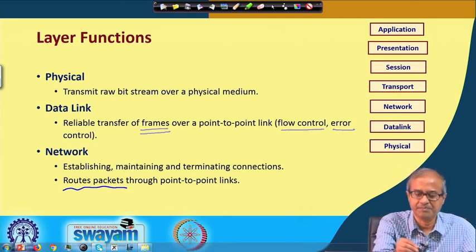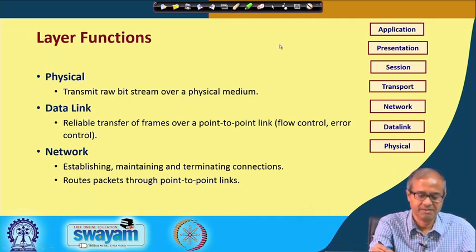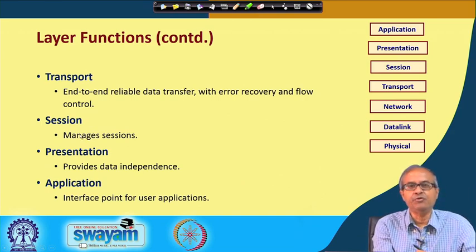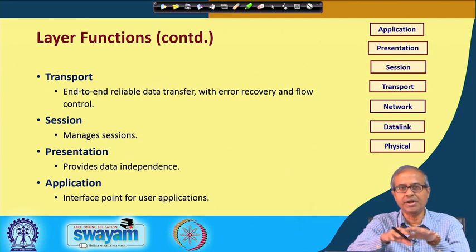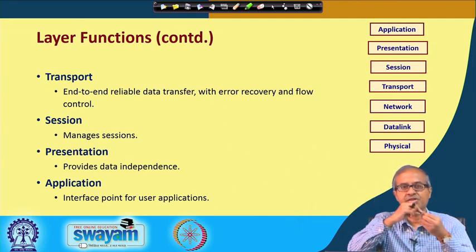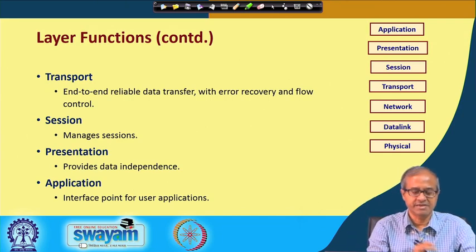Now, the upper 4 layers are end to end layers, that means the point to point links are not aware of these layers, it is directly between the source and the final destination.